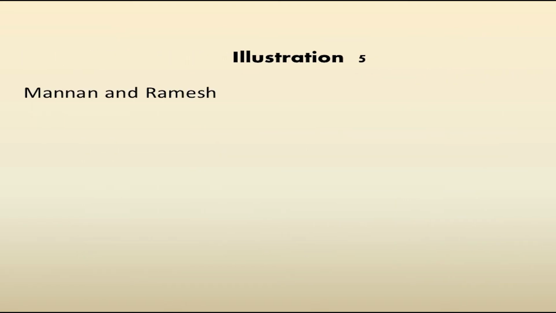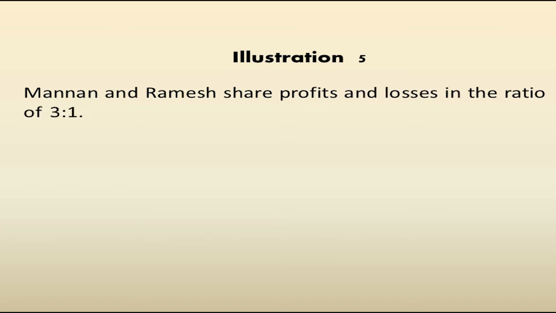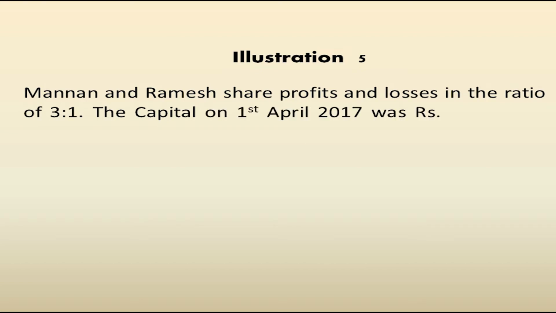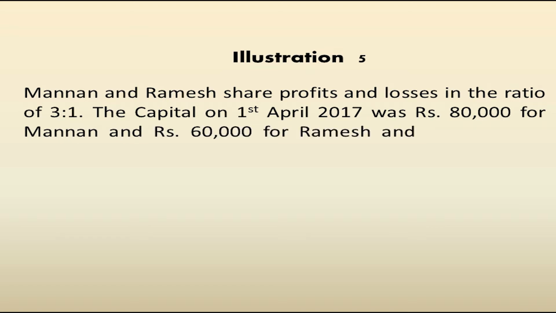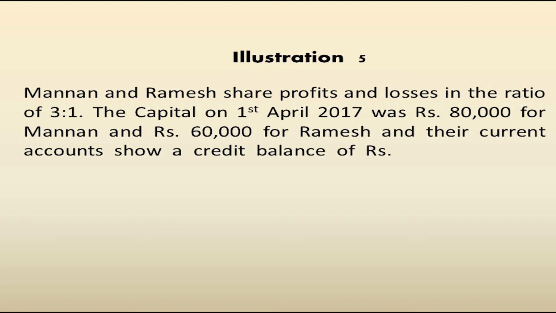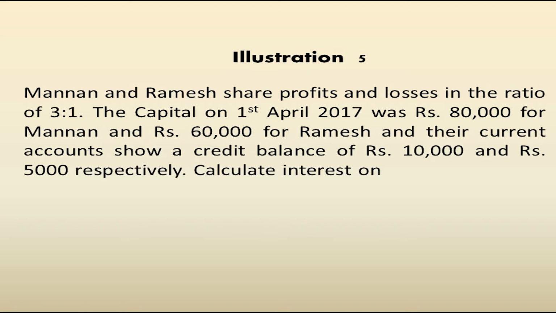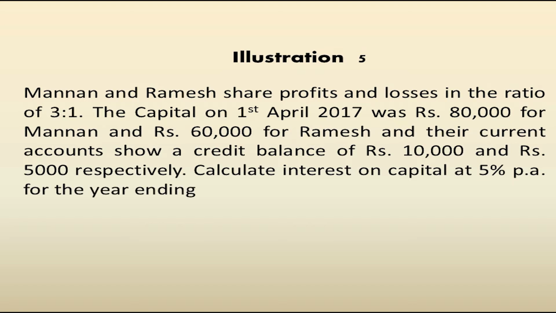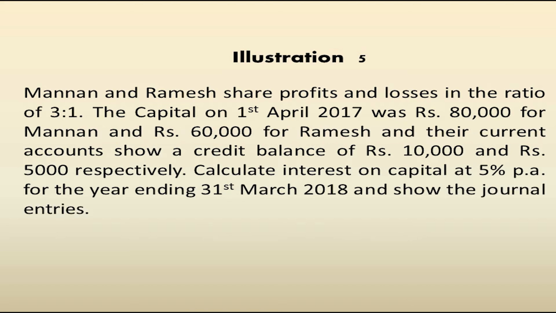Now let's look at illustration 5. Manan and Ramesh share profits and losses in the ratio of 3:1. The capital on 1st April 2017 was rupees 80,000 for Manan and rupees 60,000 for Ramesh. The current accounts show a credit balance of rupees 10,000 and rupees 5,000 respectively. Calculate interest on capital at 5% per annum for the year ending 31st March 2018 and show the journal entries.